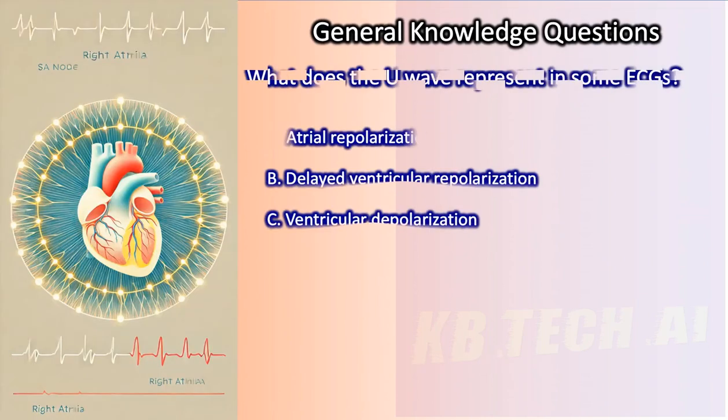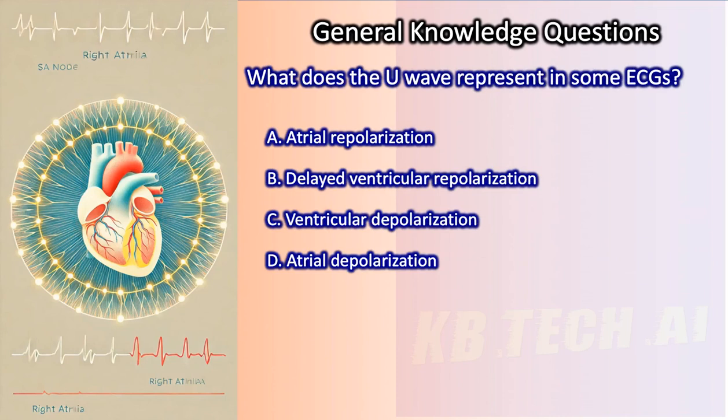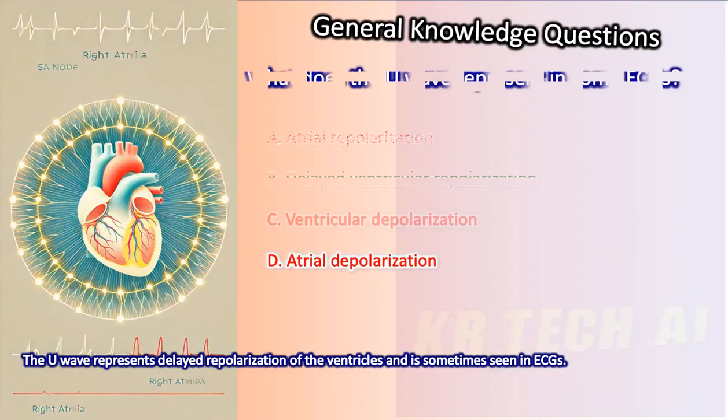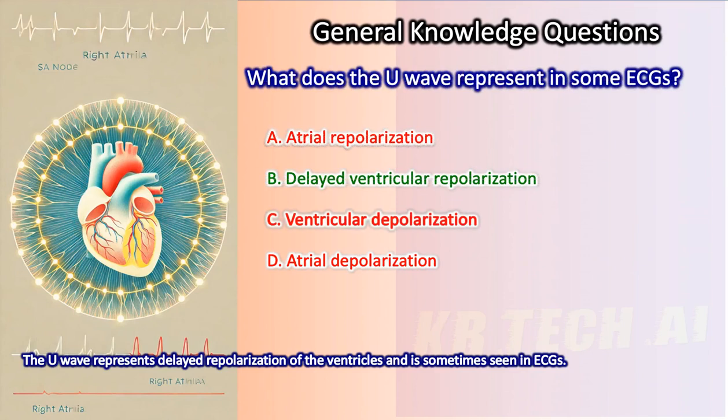What does the U wave represent in some ECGs? Option 1, atrial repolarization. Option 2, delayed ventricular repolarization. Option 3, ventricular depolarization. Option 4, atrial depolarization. The answer is option 2, delayed ventricular repolarization.